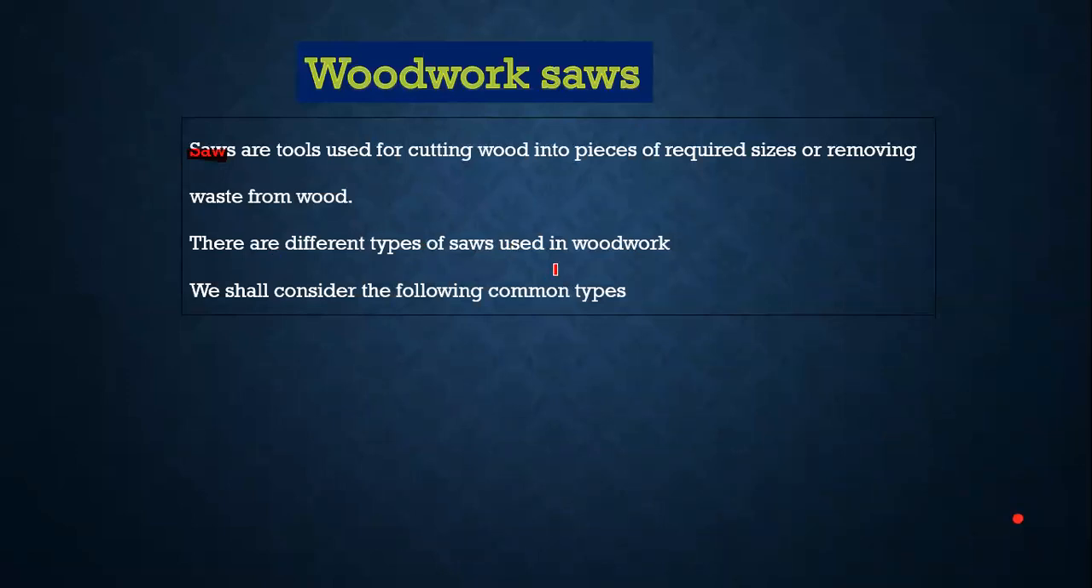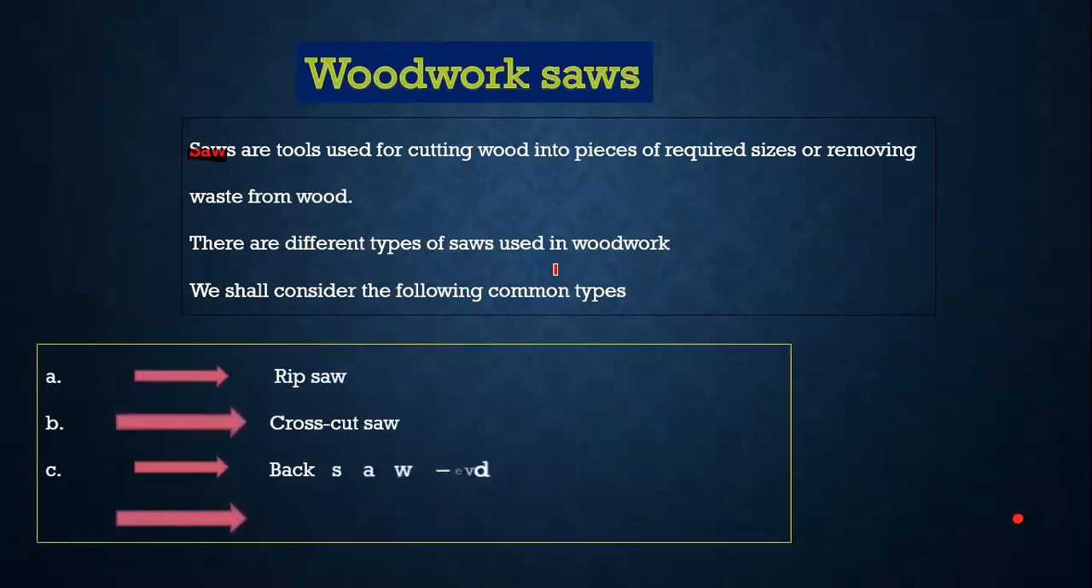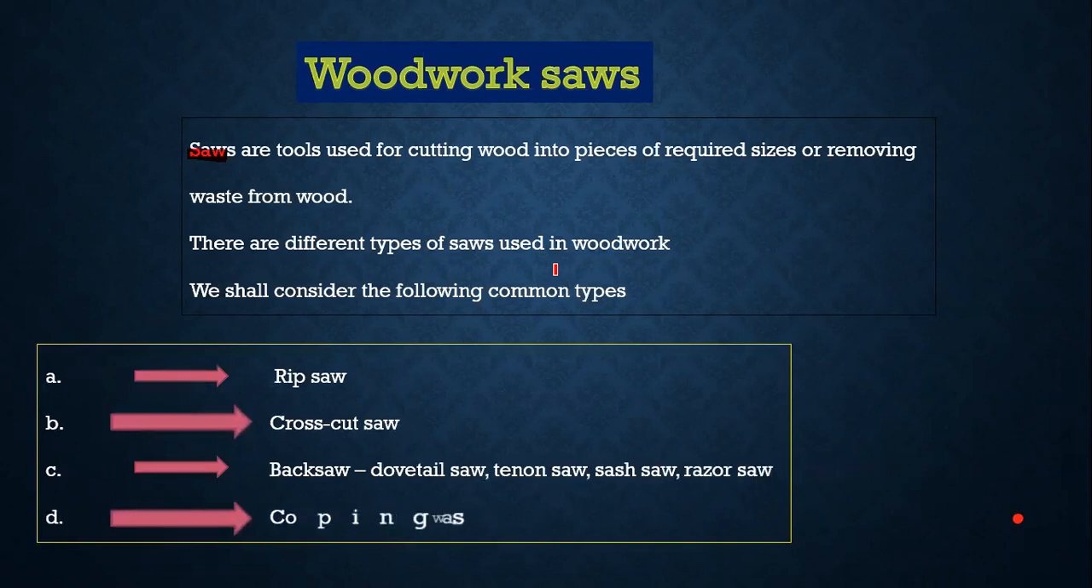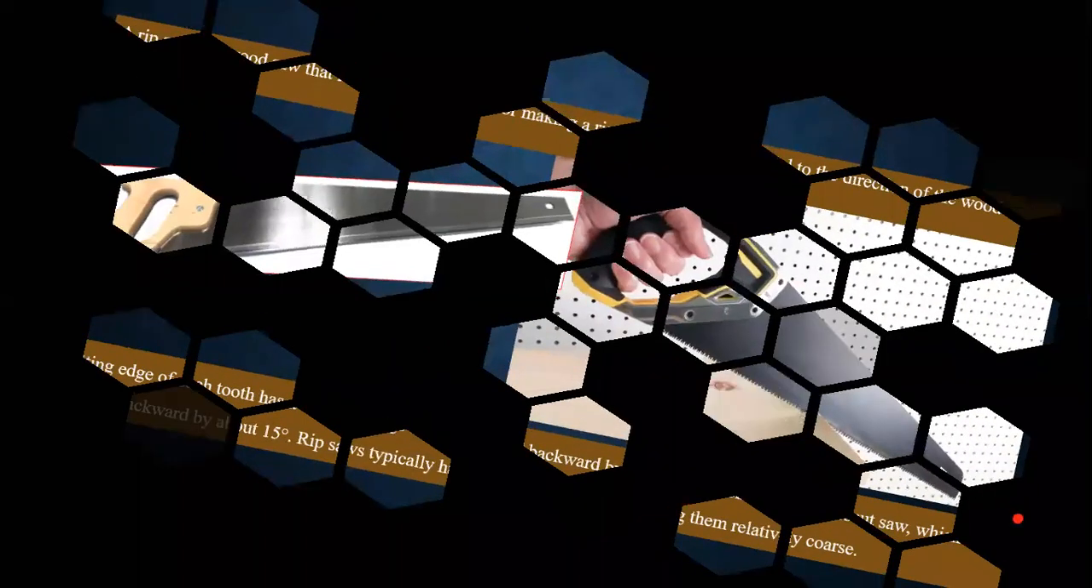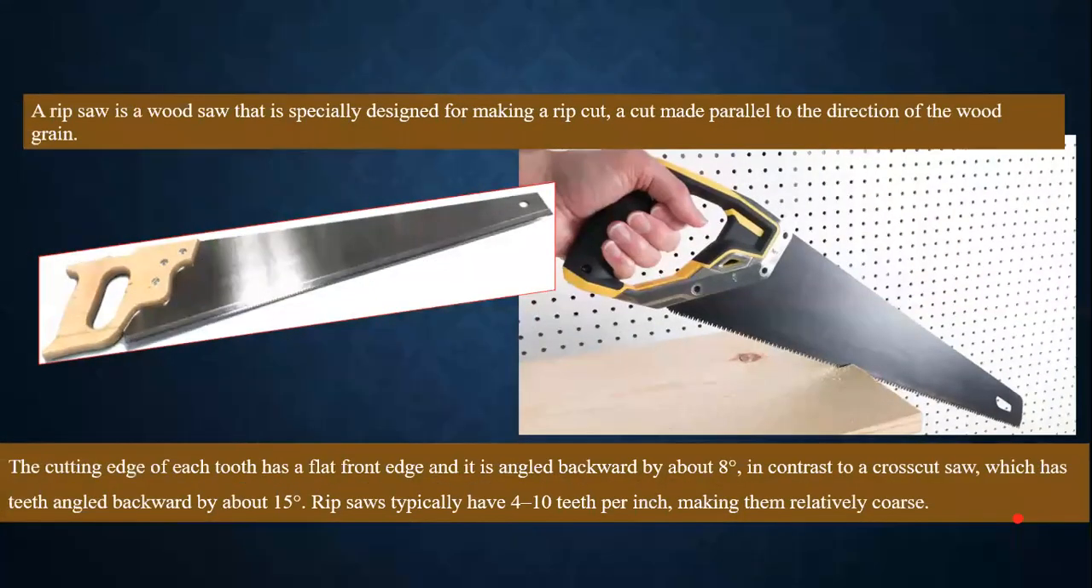But for this lesson, we are going to consider the following saws. We will look at what we call the rip saw, the cross-cut saw. We have what we call the back saw, which comes in different sizes for different purposes. Then we have the coping saw. So for today, we are going to basically consider only saws. So let's start with the rip saw.